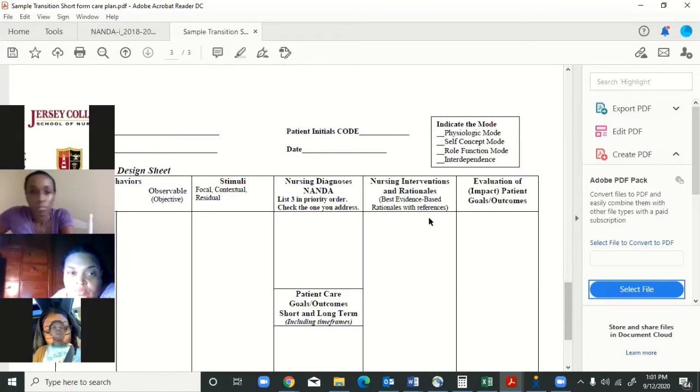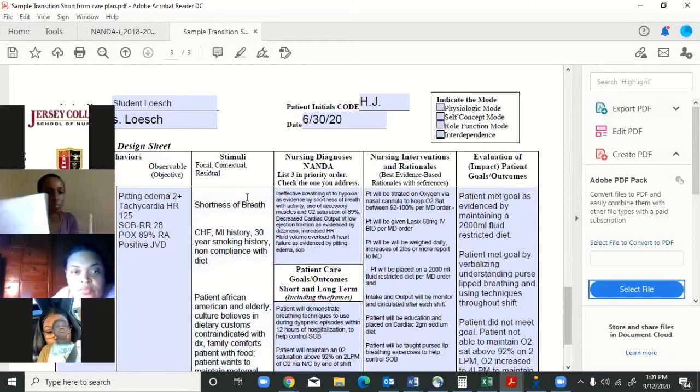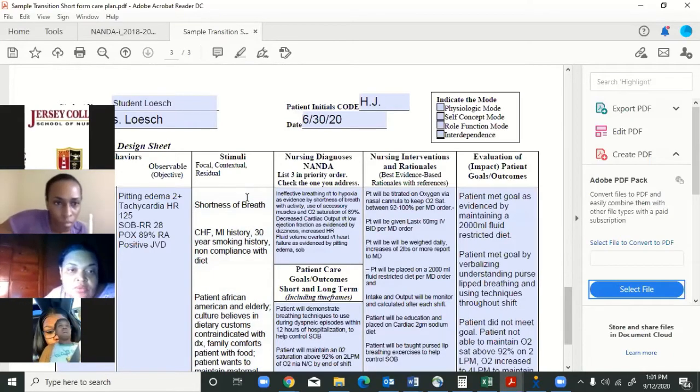Now, here at the bottom, the stuff that you put in there at the top in the stimuli context is the same. So my patient came in for shortness of breath. That was my focal. My contextual stimuli was that my patient had congestive heart failure, a history of an MI with that CABG times four, the three-year smoking history, and noncompliance with the diet. And then their residual stimuli was that they were African-American, elderly, and the culture believes in specific dietary customs. So it was really just cutting and pasting from what you put up there in those boxes to right here.